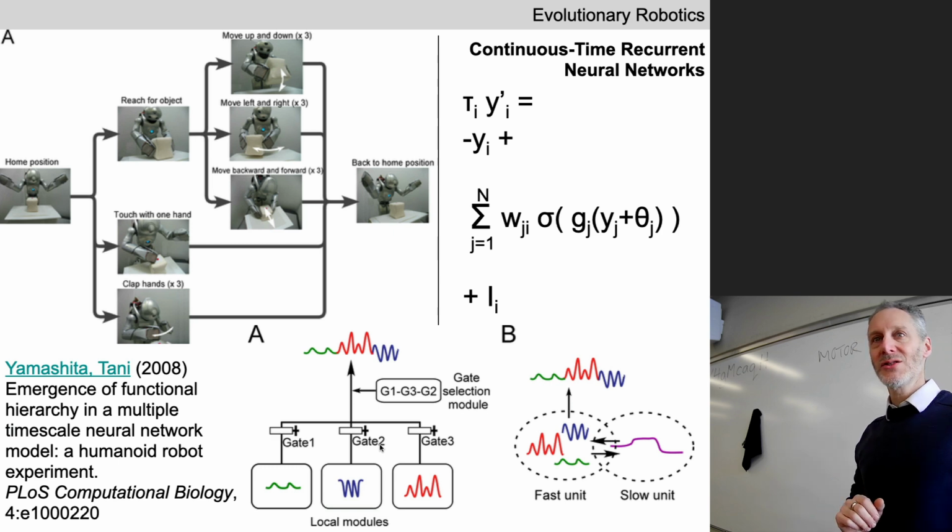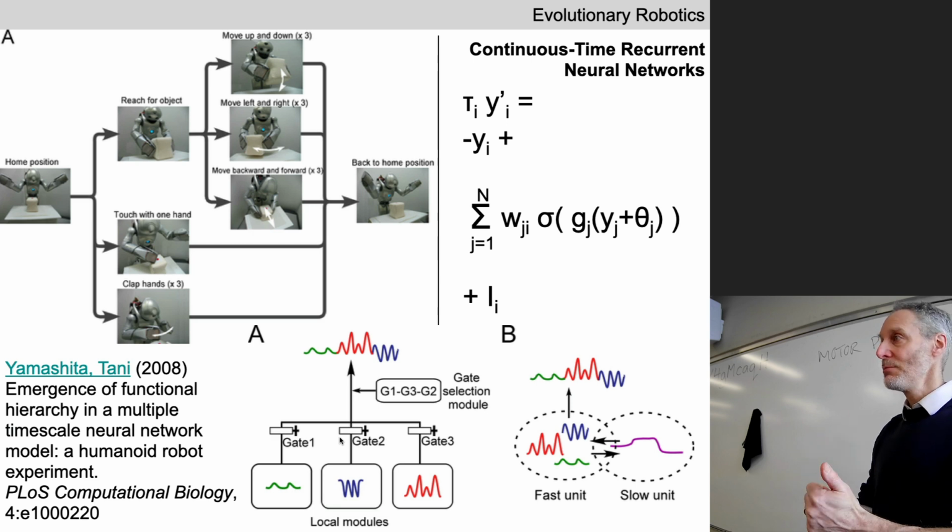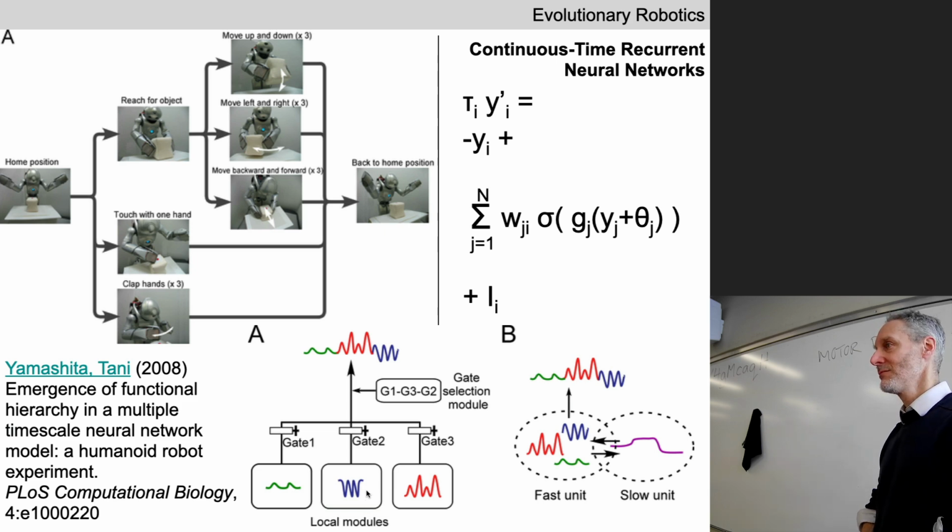Not what the researchers did in this case. What's the problem with this approach? The advantage is it's simple, it's intuitive. What's the problem? How many motor primitives are you capable of? Maybe more than 3.